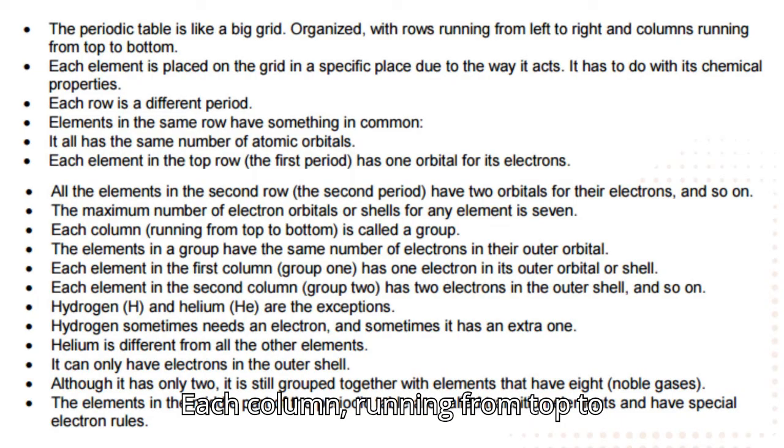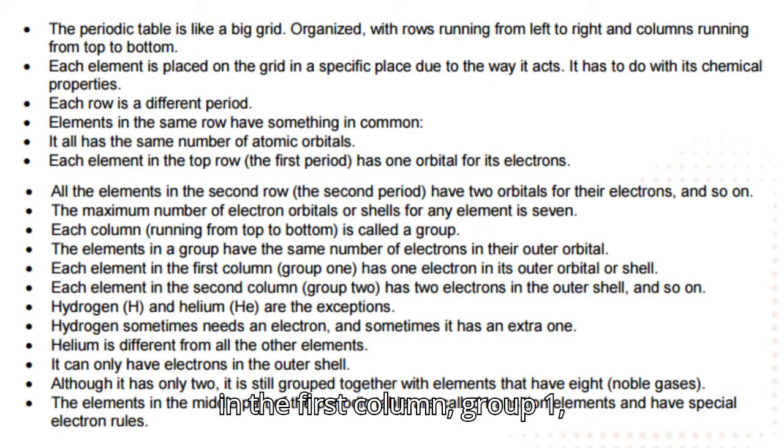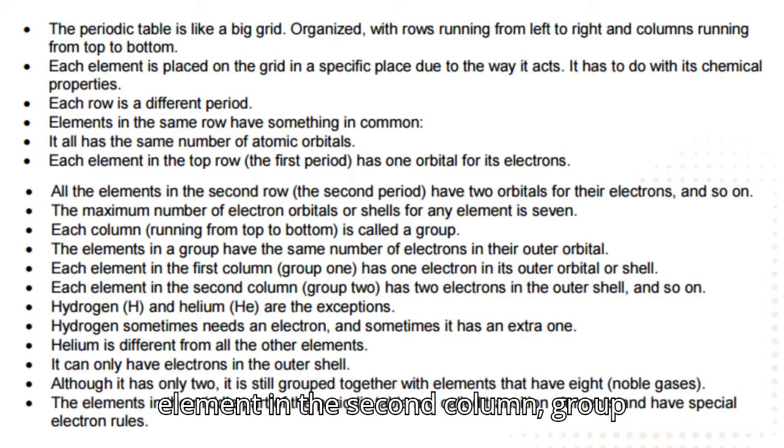Each column, running from top to bottom, is called a group. The elements in a group have the same number of electrons in their outer orbital. Each element in the first column, group 1, has one electron in its outer orbital or shell. Each element in the second column, group 2, has 2 electrons in the outer shell, and so on.